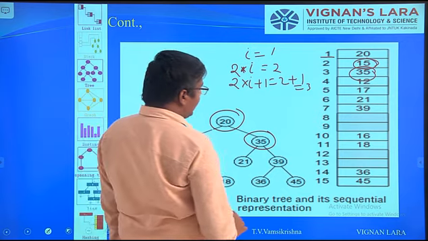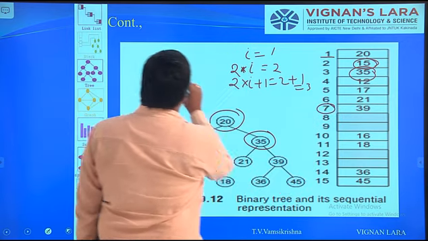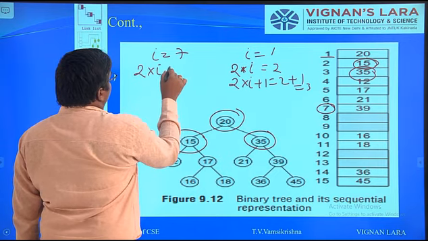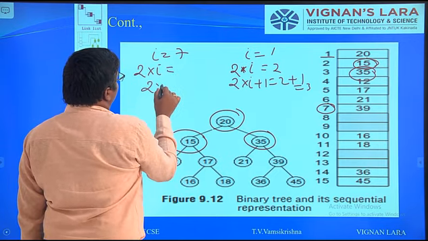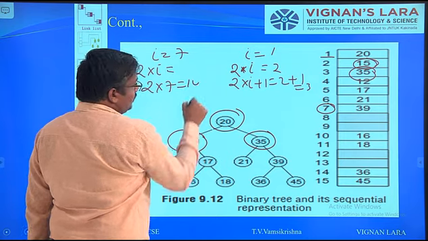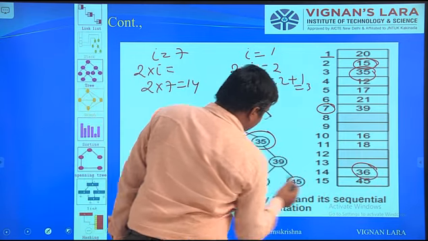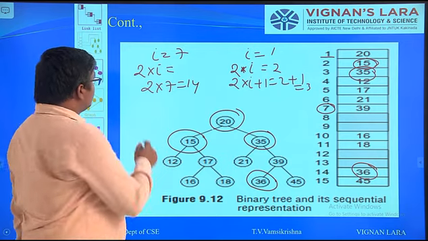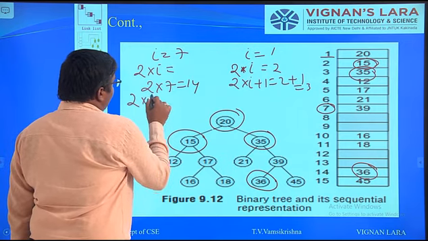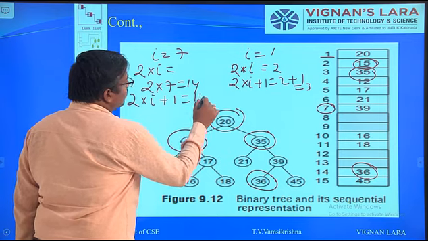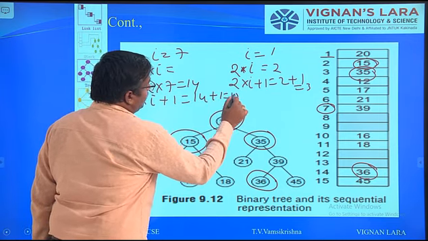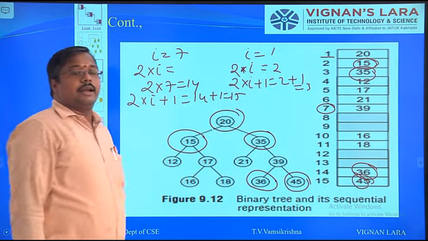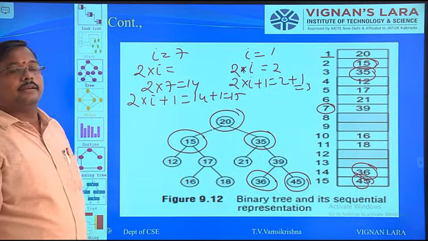Suppose randomly we have taken, say, 7. The i value is 7, so 2i means 2 into 7, 14. So in the 14th position, 36. 36 is the left child of the corresponding node. Same, 2i plus 1 means 14 plus 1, 15. 15 is the 45. So 45 is the right child of the 39.